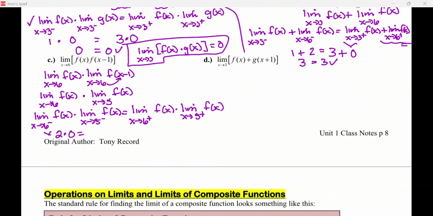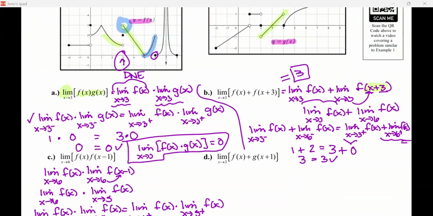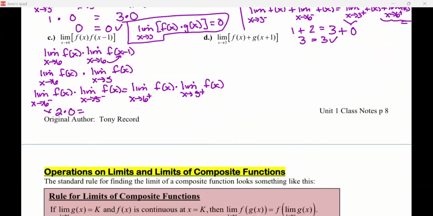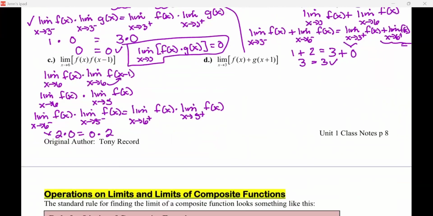I'm checking to see if it's equal to the limit as x approaches 6 from the right. So the limit as x is approaching 6 from the right is 0. The limit as x approaches 5 from the right is 2. So 0 equals 0. So this particular limit is going to be equal to 0.